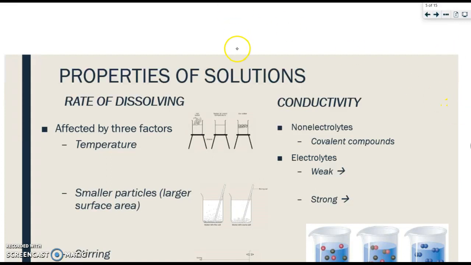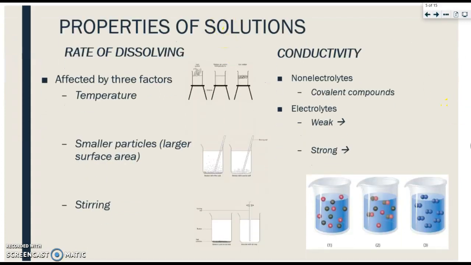Let's discuss some properties of solutions. These are things you probably are fairly aware of, but let's talk about them anyway, just in case. One property of solutions is the rate of dissolving. There are a variety of factors that affect rate of dissolving: temperature, having smaller particles, and stirring.